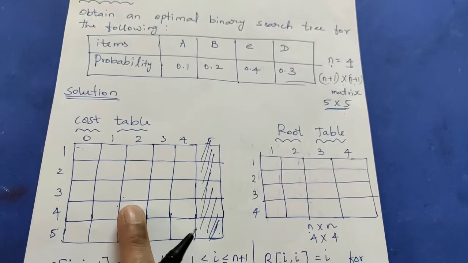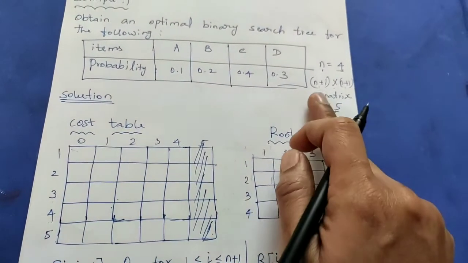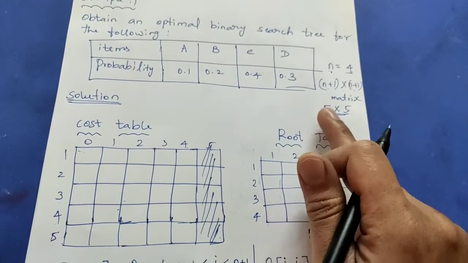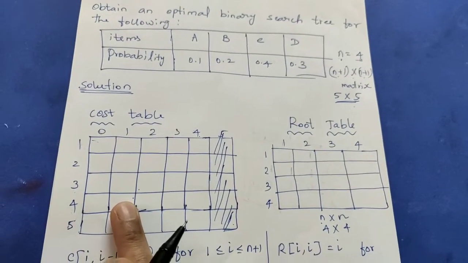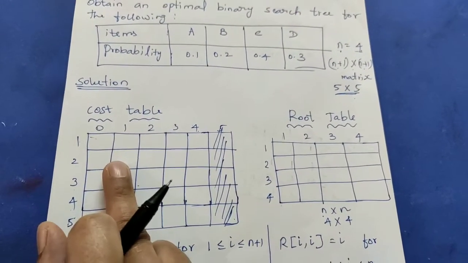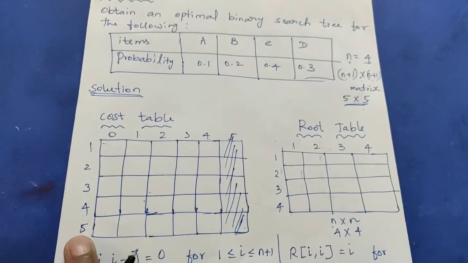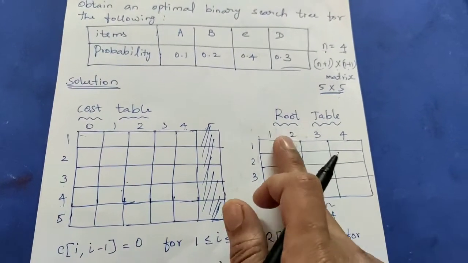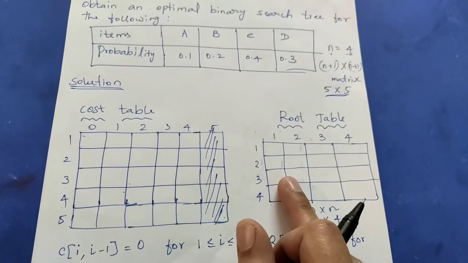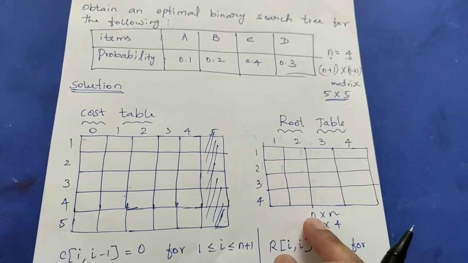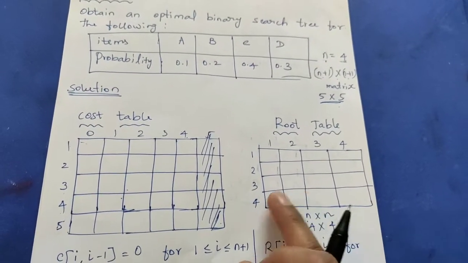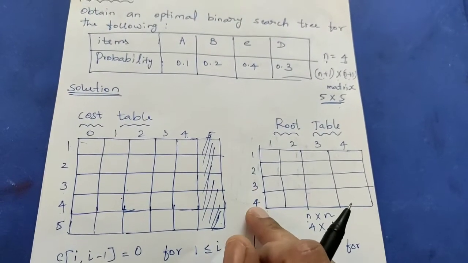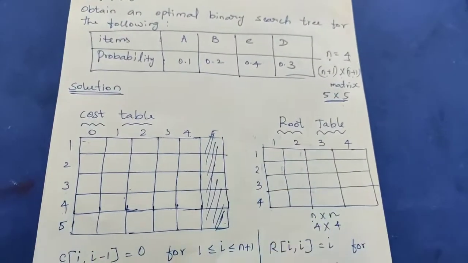I repeat, the cost table size should be n plus 1 by n plus 1. N is 4, so 4 plus 1 is 5. A 5 by 5 matrix I have taken for the cost table. In the cost table, rows should be numbered from 1 to 5 and columns from 0 to 4. The second table, that is the root table, should have size n by n. That is, n value is 4, so I need to consider a 4 by 4 matrix. So the root table is numbered from 1 to 4 in the rows, and in the columns also 1 to 4.